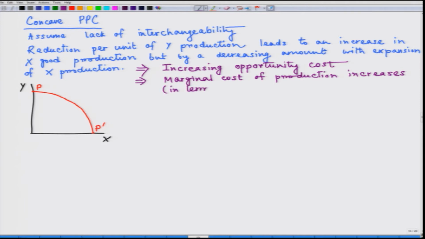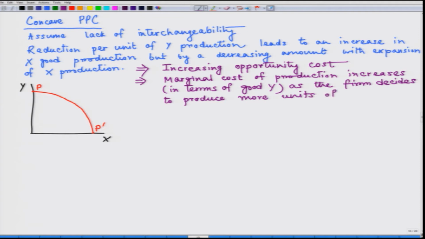in terms of good Y as the firm decides to produce more units of X. Now, you can see this from the diagram also.